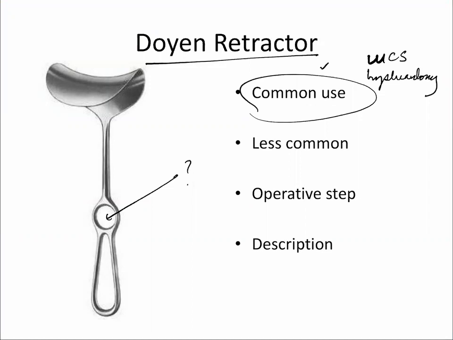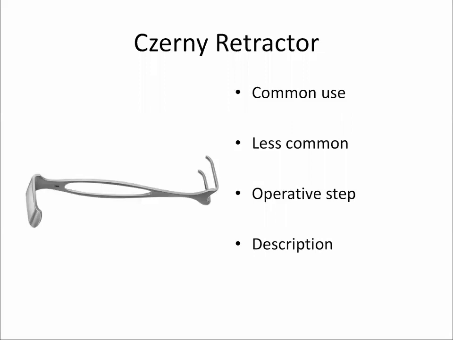So why not use these Doyens, attach a cord to this or a string to this and pull it up and retract the anterior abdominal wall to make it self-retaining technically. But this is not a very good use of this one. We will have other retractors.